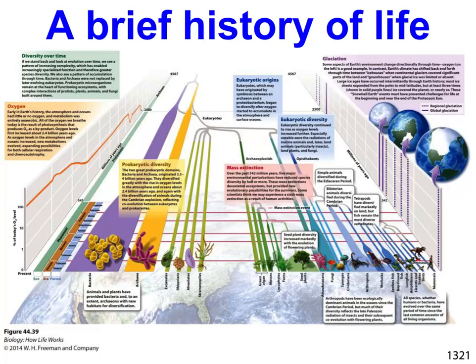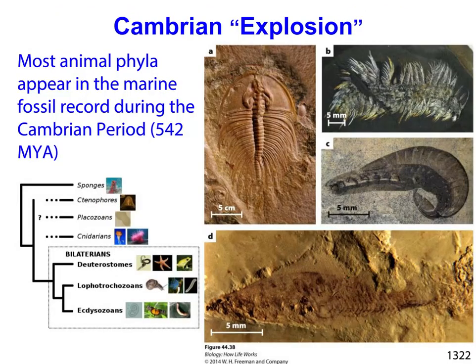Now, approximately 542 million years ago, we had what was known as the Cambrian explosion. And essentially what happened is conditions were right, and most animal phyla started to appear in the marine fossil record. So many of the critters that we know and love today, their ancestors started to appear way back at this time.